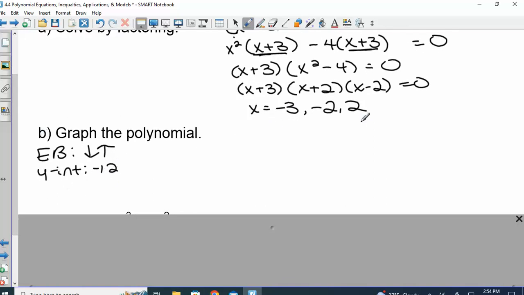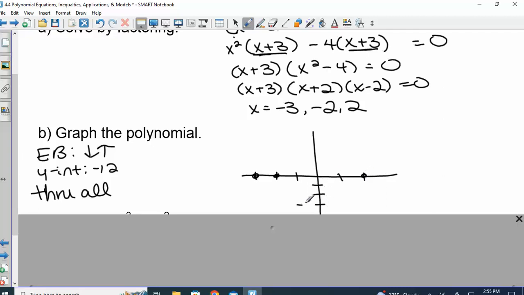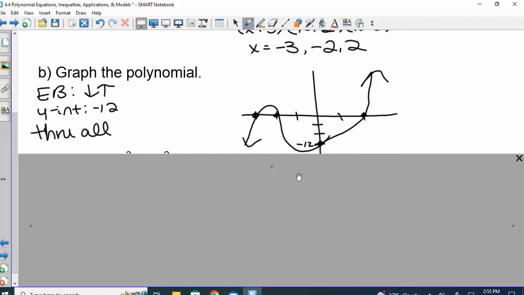Here are my zeros. Would my graph bounce or go through? Through. So we hit -3, -2, positive 2. Y-axis at -12. Starts down here, goes through, comes back. Go through and hit this one, and we get our final graph. It's not the prettiest graph I've ever made.